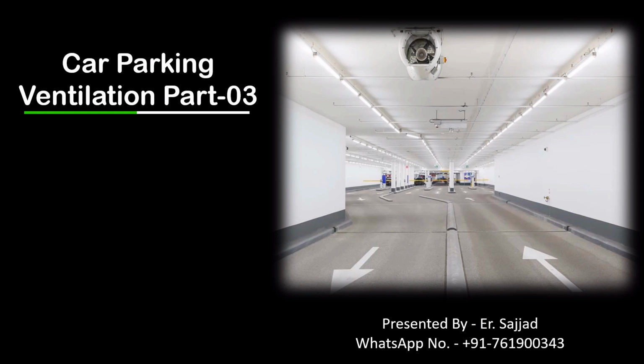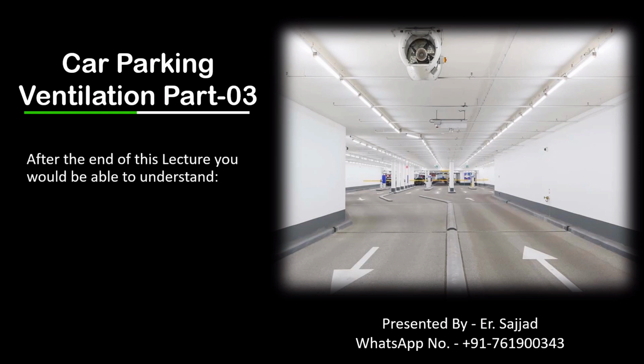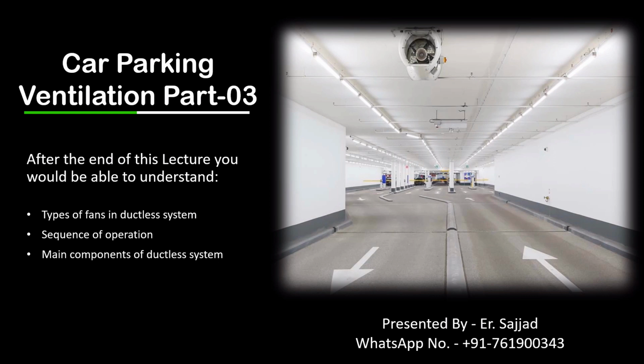So in this lecture, we have to discuss car parking ventilation part 3. After the end of this lecture, you would be able to understand the types of fans in ductless system. Then we have to discuss the sequence of operation, and the main components of ductless system. After that, I will show you the installation detail of exhaust fan, and then we will see the placement of jet fan in car parking ventilation system. So let's start.